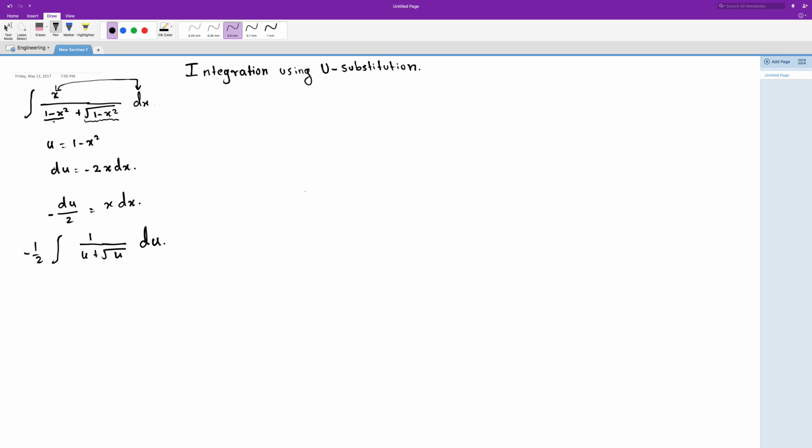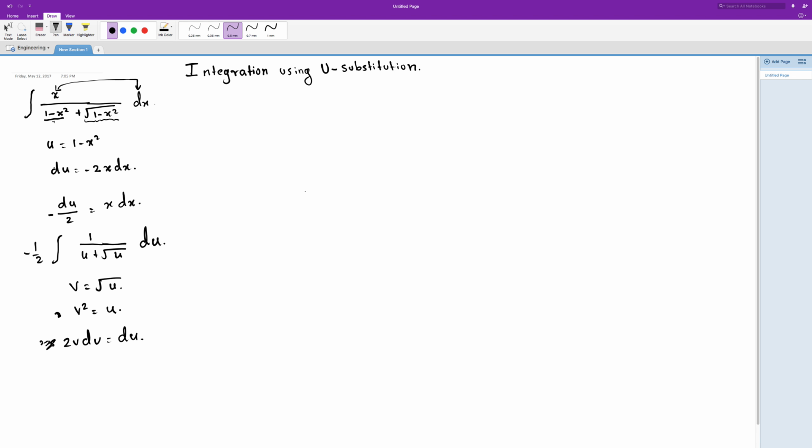Now we have another integral, and we can use the substitution method again. So let's pick root u to be, let's say, v. If v is equal to root u, I can eliminate this root by squaring. So let's square this one: v square is equal to u. If I find the derivative, this is going to be 2v dv is equal to du.